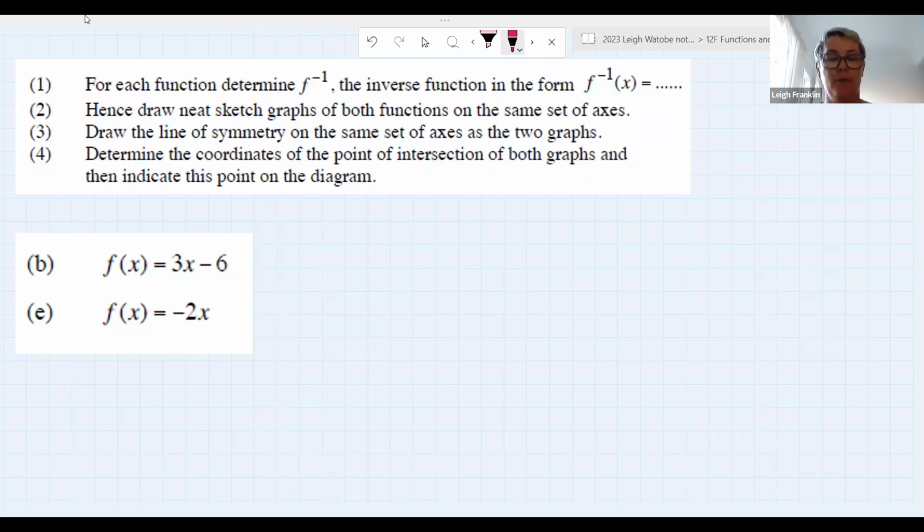Cool, Amahle. Have you sketched them as well, Amahle? And your line of symmetry and worked out your coordinates? Good stuff, well done.